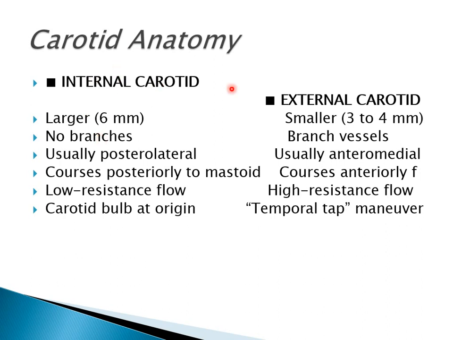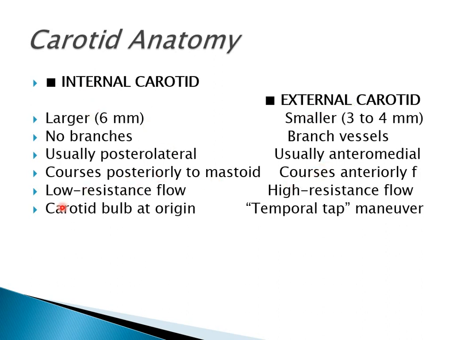We come to the anatomy: internal carotid artery and external. This is the main important point. The internal carotid artery is usually larger in size, about 6 millimeters, and the external is small. The internal carotid artery has no branches. The external has branches, usually located posterolateral, and it usually courses anteromedial. It courses posterior to the mastoid; usually the external is anterior.